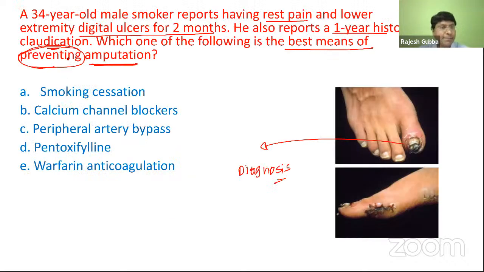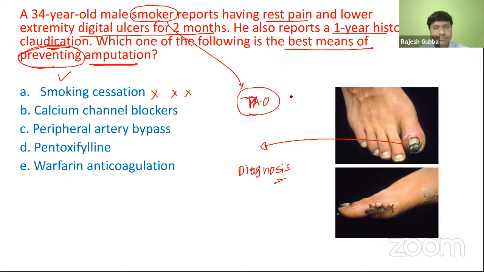The question asked is about prevention. Which one of the following is the best means of preventing amputation? So ask the individual to stop smoking because he's a smoker. Smoking is a very important risk factor for the development of thromboangiitis obliterans, or Buerger's disease. So you should advise the patient to stop smoking.